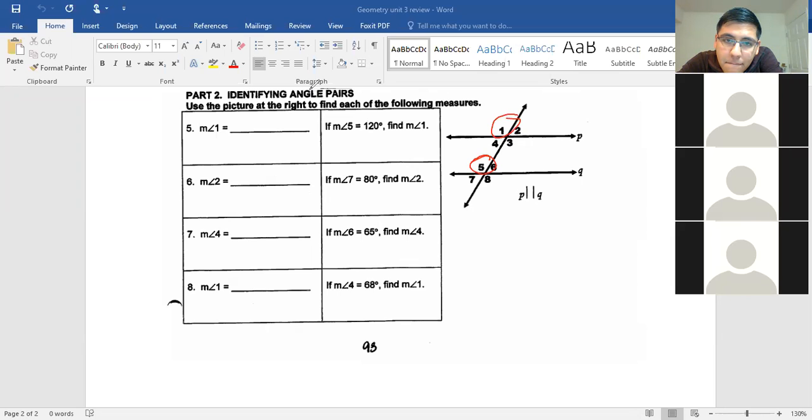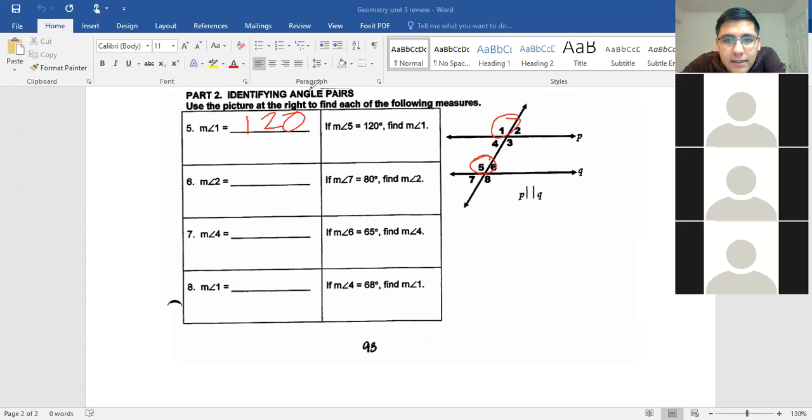Congruent. They're congruent, yes, because they are corresponding angles, right? They're basically the same angle, just in different parts. So if angle 5 is 120, then that means that angle 1 also has to be 120. Okay.